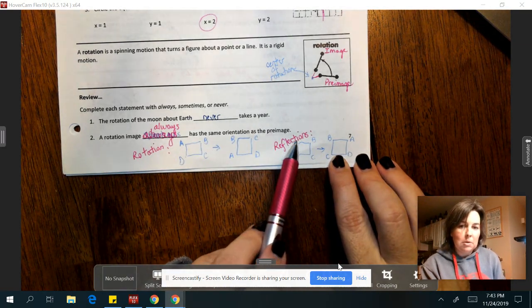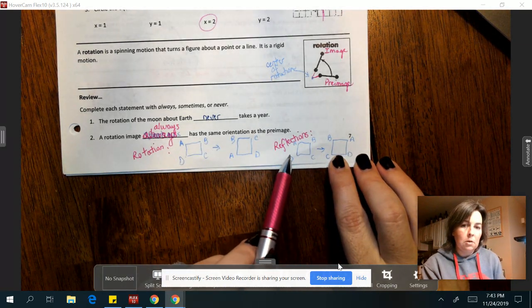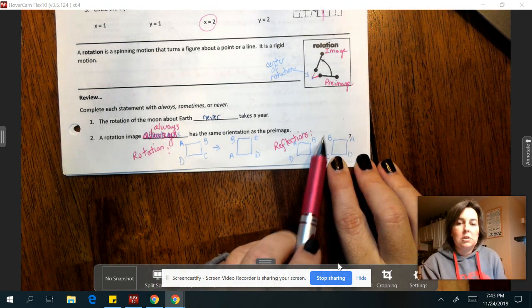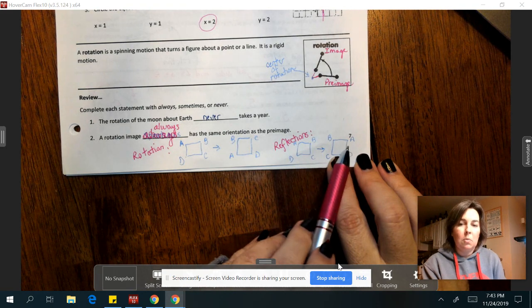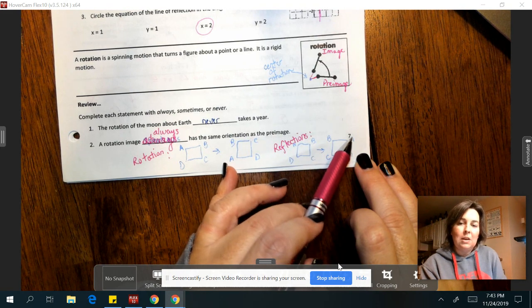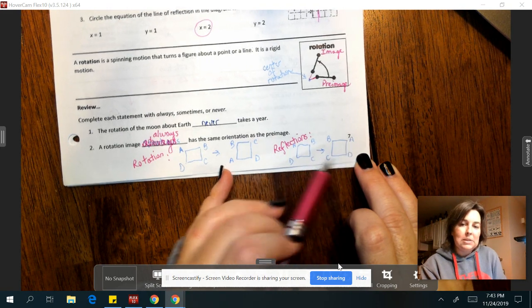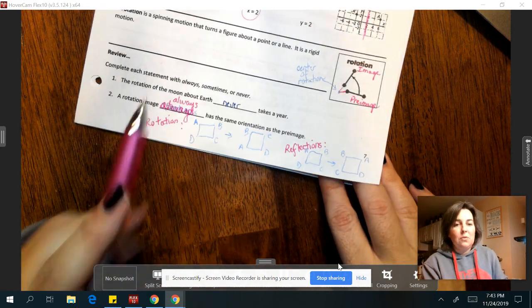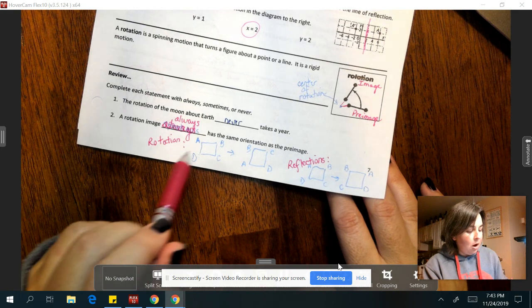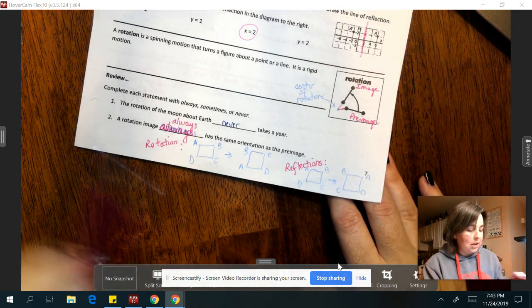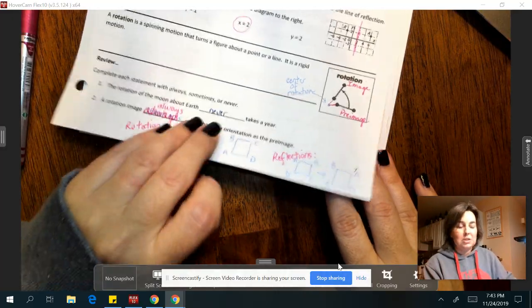So you'll see the pre-image, it's still A, B, C, D going clockwise. But if you start at A after the reflection, this is like I reflected over the y-axis. If I go clockwise around the square, I'd go A, D, C, B. So it's not the same orientation. It's switched where the letters were. Okay, so for a rotation, it will always maintain the same orientation. But for a reflection, it is going to change the orientation.